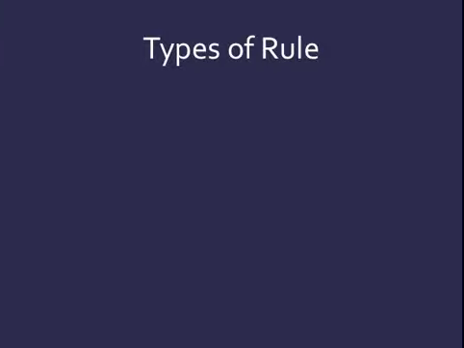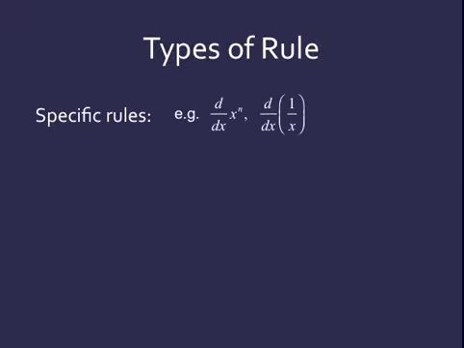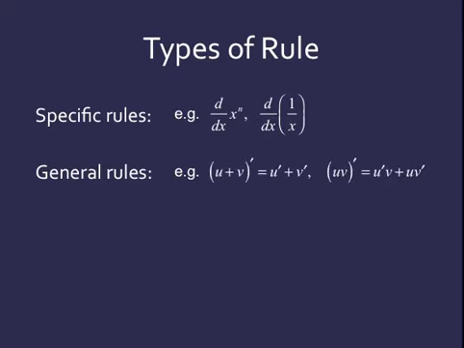There are two types of rules that can be applied to the differentiation of functions. There are specific rules, such as the differential of x to the n and the differential of 1 over x, which we saw in the previous lecture. There are also more general rules, such as the differential of the sum of two functions, u plus v, and the differential of the product of two functions, u times v.